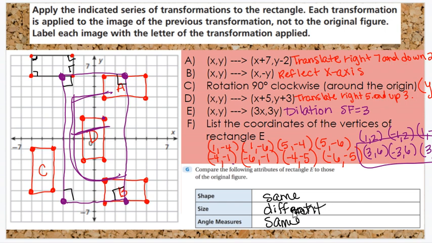So we know that these are going to be similar figures. They are the same shape but different sizes, and all the angles are still the same. So when you dilate, it creates a similar figure, but all the red ones are congruent. Translations, reflections, and rotations create congruent figures. When you dilate, that's the only one that makes it similar. All right, great job. You're done with your lesson now.